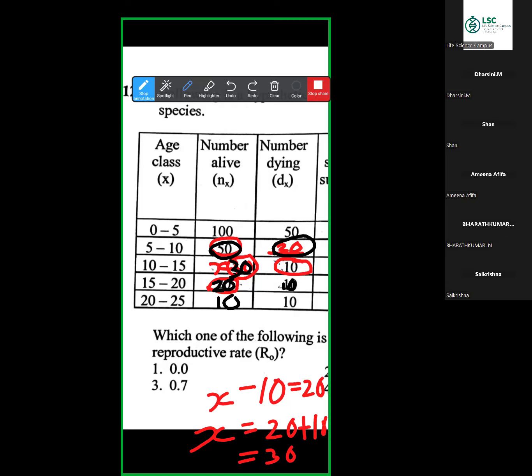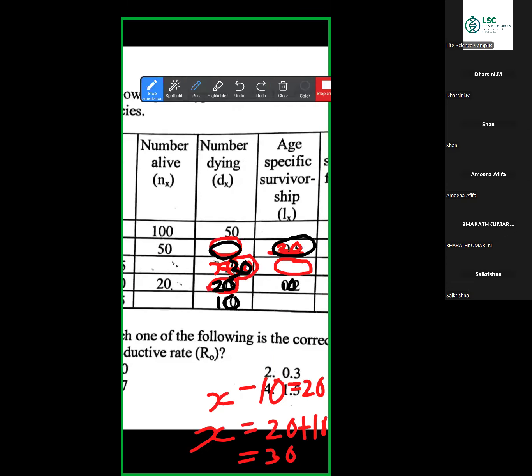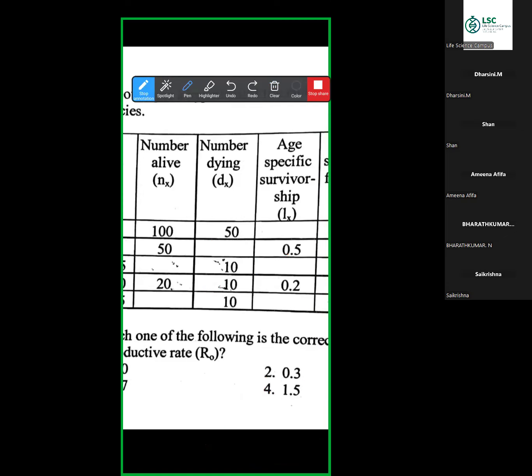Yes, ma'am. Is it clear for everybody? Yes. Okay. So now we can find the lx values. Here we have 20, here 30, here 10. lx value is given by nx by n0. So 100 by 100, n0 is always 100 in this case.